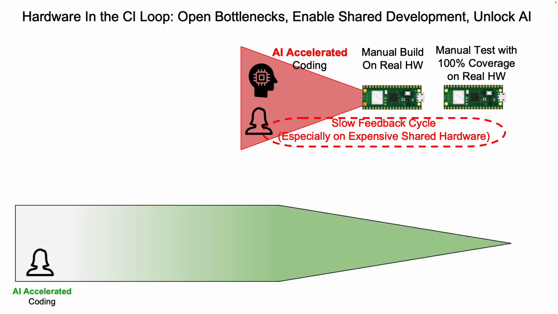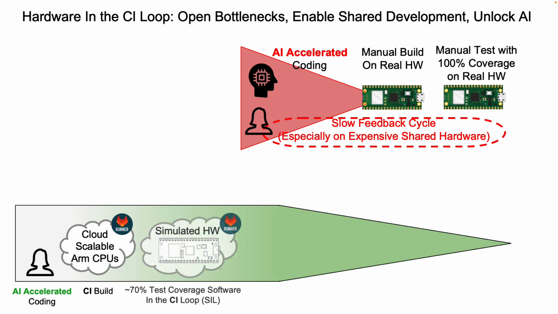Let's talk a little bit about how getting into the CI loop can open up some of these bottlenecks. One of the steps that's frequent and a lot of organizations may have already done is using cloud scalable ARM CPUs. So if ARM is your target architecture, then you have a lot of options in terms of cloud CPUs where you can do your build activities.